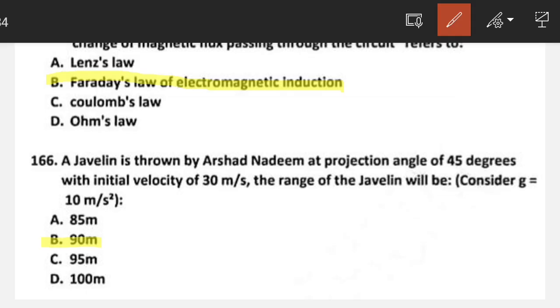You have to use the formula R is equal to V naught square sine 2 theta divided by G, where V naught is the initial velocity. Sine 2 theta will be equal to 1 because here angle is being given as 45 degree and at angle 45 degree there will be the maximum range and G is equal to 10 meter per second square.